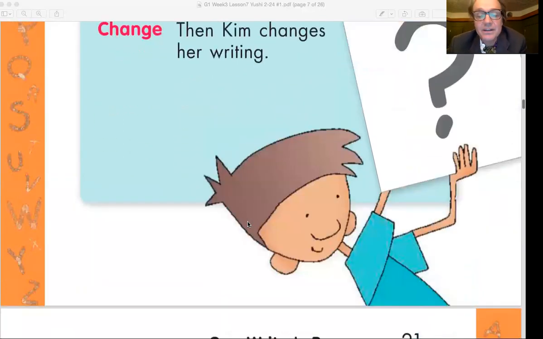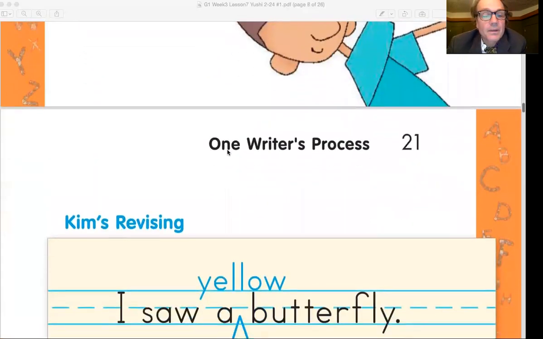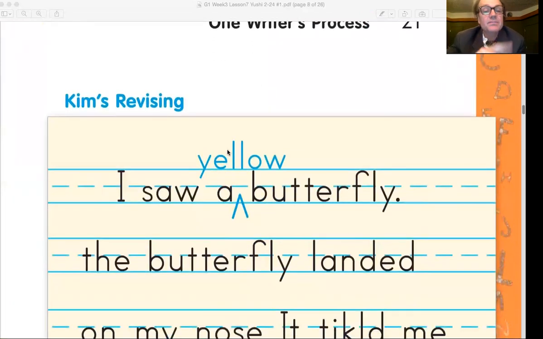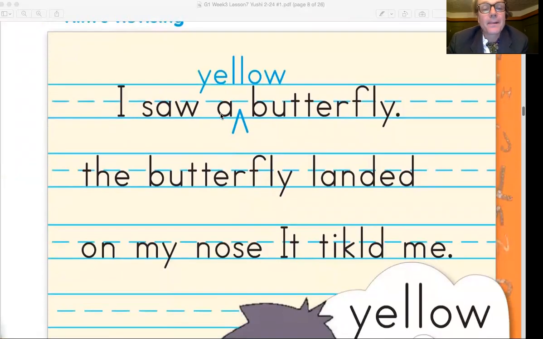Let's see what Kim did. Here's Kim again. Kim's revising. Here's what she revised. Oh, look. Let's read it. Remember, you're going to read just a little before me. I saw a yellow. See this little mark right here? It means go up there because there's a word we want to put right in here. I saw a yellow butterfly.